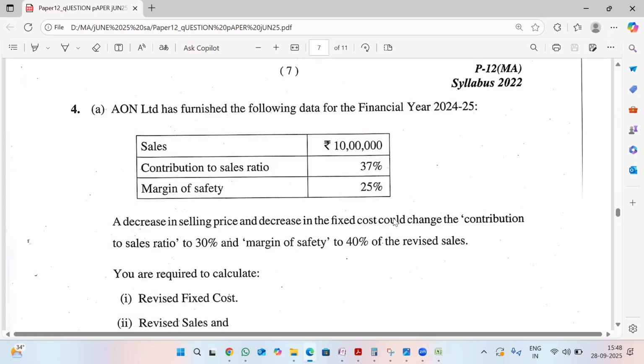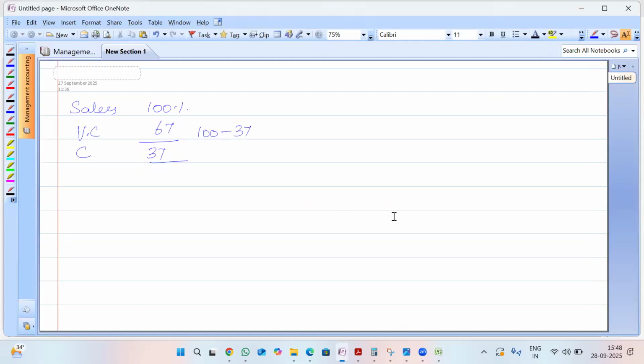So margin of safety 25 percentage. Again, margin of safety is the percentage determined based on sales only. So what is my formula for margin of safety? Margin of safety is equal to actual sales minus break even sales, right? So if my margin of safety is 25 percentage, then my actual sales will be 100. So my break even sales, that is 100 minus 25. So 75 will be my break even sales.